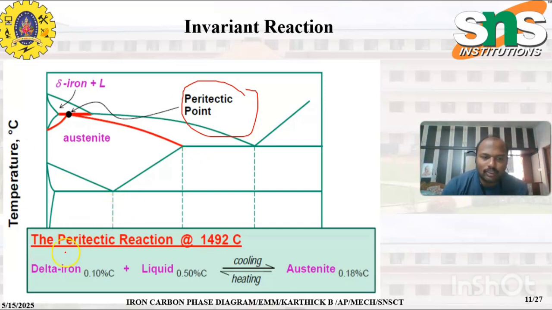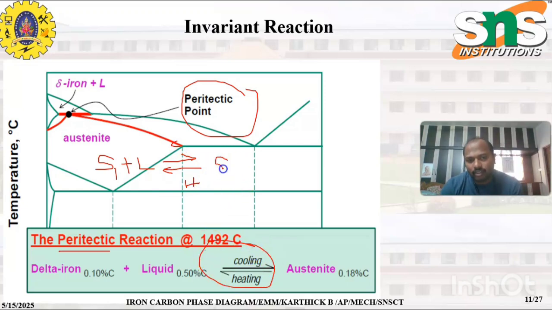So for the first, the peritectic reaction, in short, we can say that a solid one added with a liquid forms, on cooling, a solid two. Upon heating it goes the other way. If it forms a solid 2, then it is a peritectic reaction. On any phase diagram, if a solid and a liquid form a different solid with different properties, it is known as a peritectic reaction. In this iron carbon diagram, it is found at a temperature of 1492 degrees Celsius.